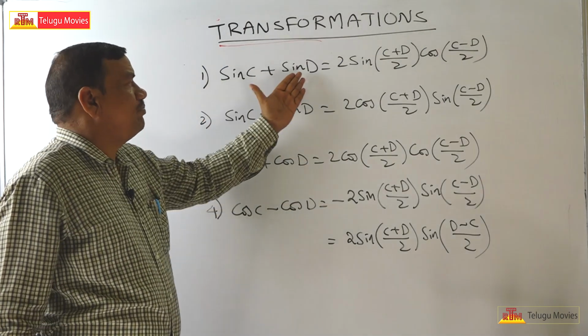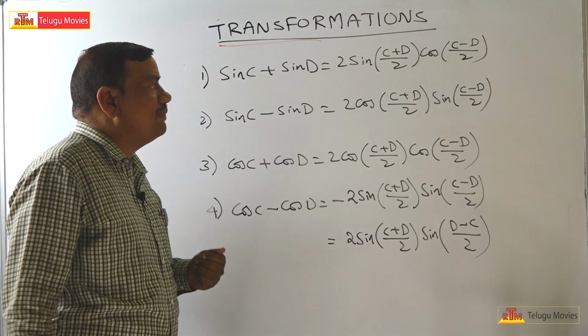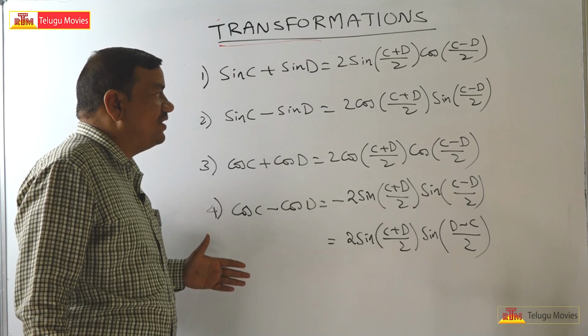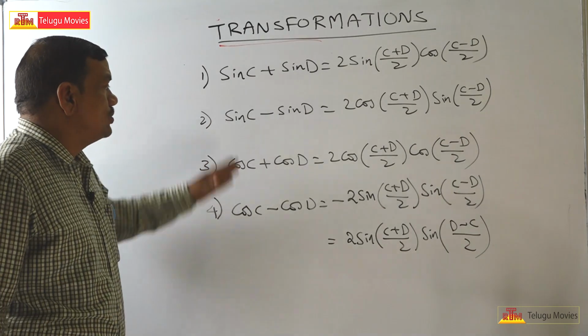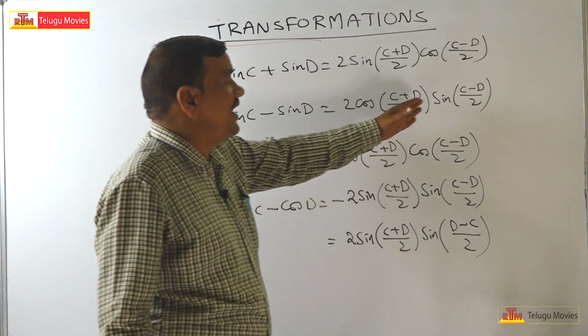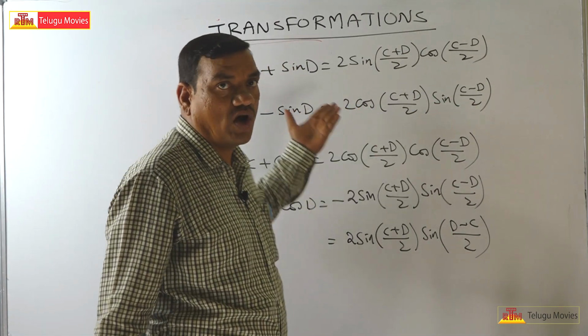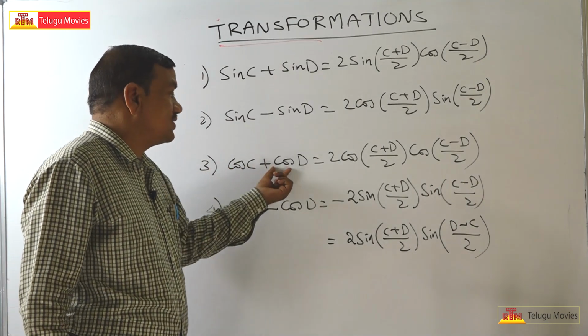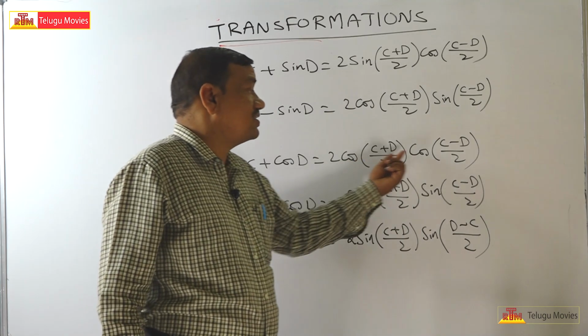Just like sin C plus sin D is equal to 2 sin of C plus D by 2 cos of C minus D by 2, the remaining formulas also we can derive. Just like sin of A plus B minus sin of A minus B is equal to 2 cos A sin B, we got the formula. Cos C plus cos D, that means cos of A plus B plus cos of A minus B, is equal to 2 cos A cos B.